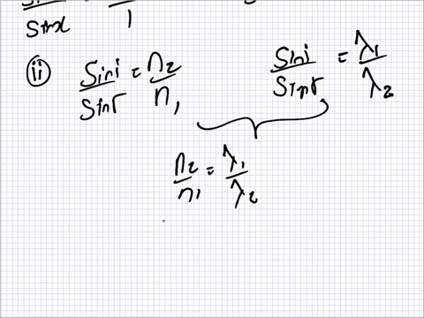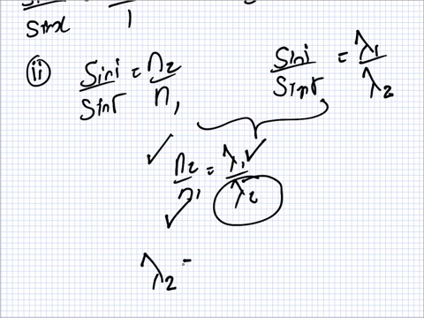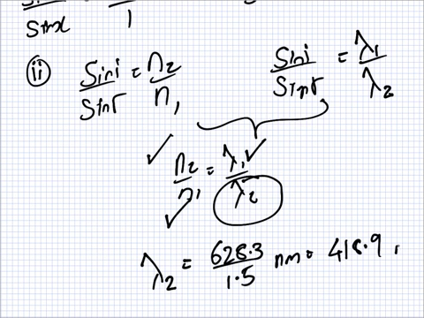Now, do you know the n1? Yes. n2? Yes. Wavelength 1? Yes. So you can easily get wavelength 2. So wavelength 2 will be 628.3 divided by 1.5 nanometers, which will be 418.9 nanometers. That is the answer.